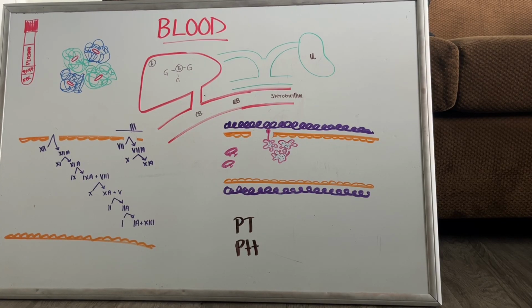This week's video is going to be about composition of blood. Blood is comprised of two main components, plasma and then formed elements. Plasma accounts for about 55% and is primarily composed of 92% water. Plasma is considered a type of colloid.